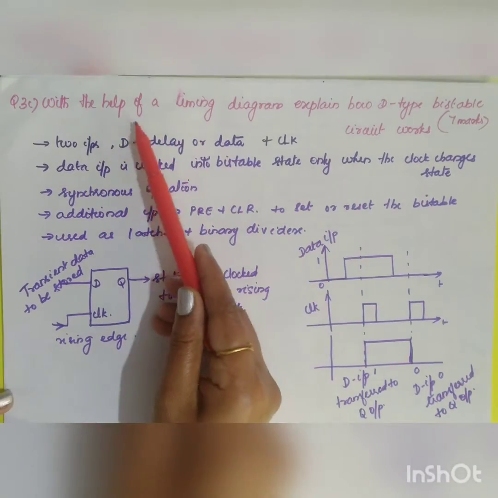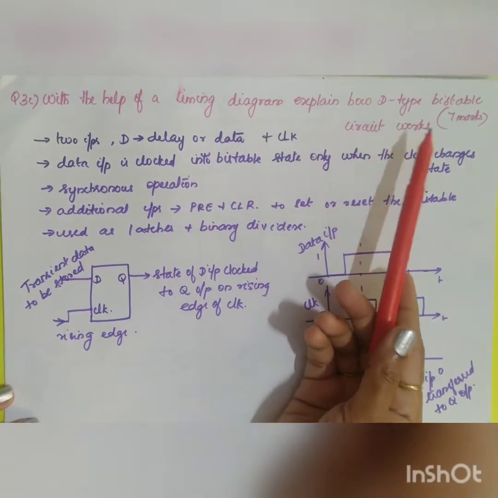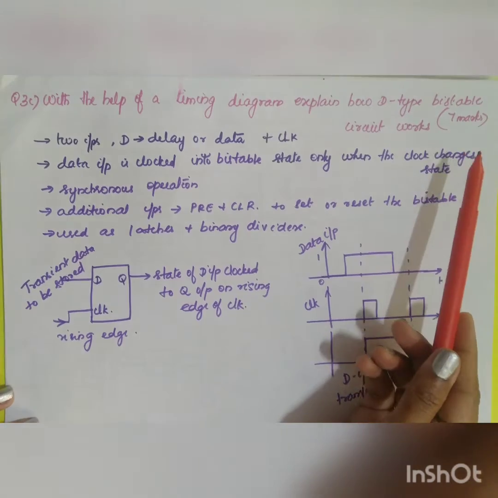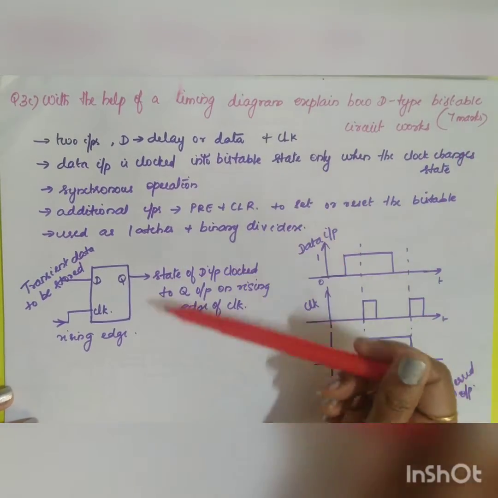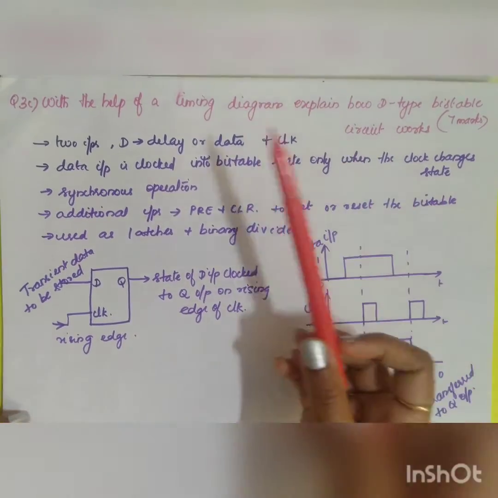So the next question is, with the help of a timing diagram, explain how D-type bistable circuit works. It is asked for 7 marks. So these are the important points. You can write it elaborately.